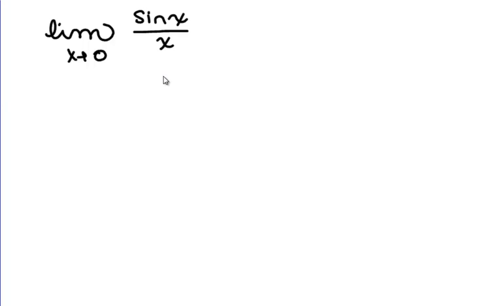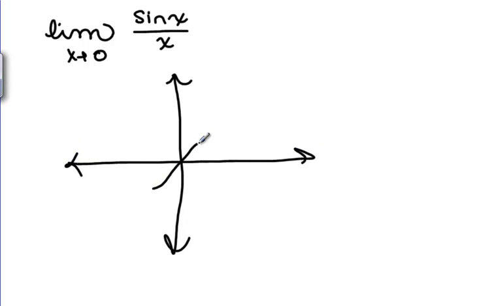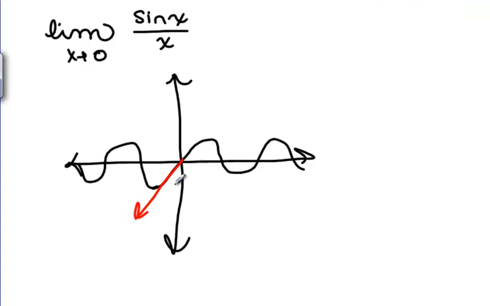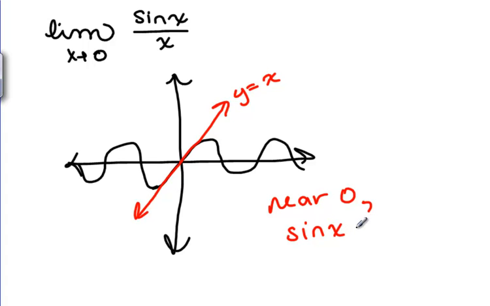Well, if we look at a graph of sine of x, it looks something like this. And if we remember that we've already calculated the tangent line of sine of x at 0 to be the line y equals x, what does that mean? That means that near 0, sine of x is approximately the same thing as x.